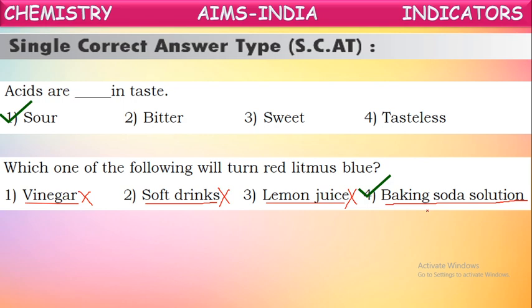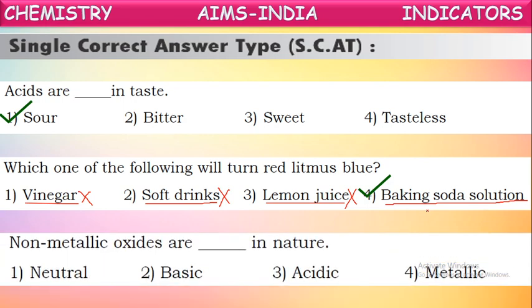Okay. Next one. Non-metallic oxides are dash in nature. What is the nature of non-metallic oxides? We have studied that metals on burning in the presence of oxygen, or on reaction with oxygen, form metallic oxides. These metallic oxides on dissolving into water form metal hydroxides. So these metal hydroxides and metal oxides are basic in nature.